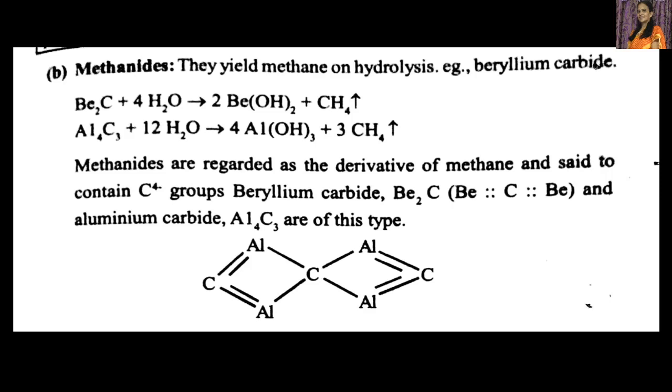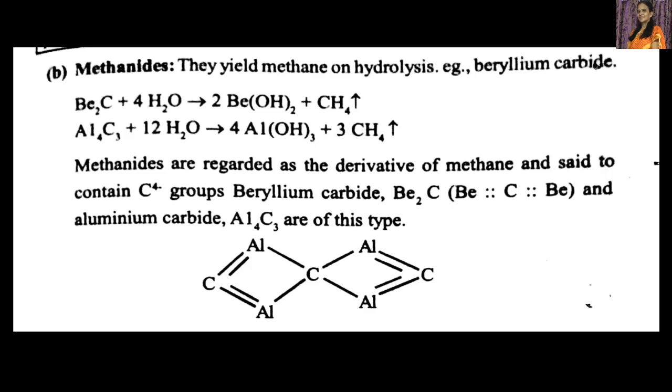Beryllium carbide, Be2C: Be double bond C double bond Be. One pair is one bond, another pair another bond. And aluminium carbide, Al4C3, contains such a structure: 4 aluminiums and 3 carbons. Aluminium is a third group element and forms 3 bonds, and carbon is a fourth group element and forms 4 bonds. So this is the structure of Al4C3.